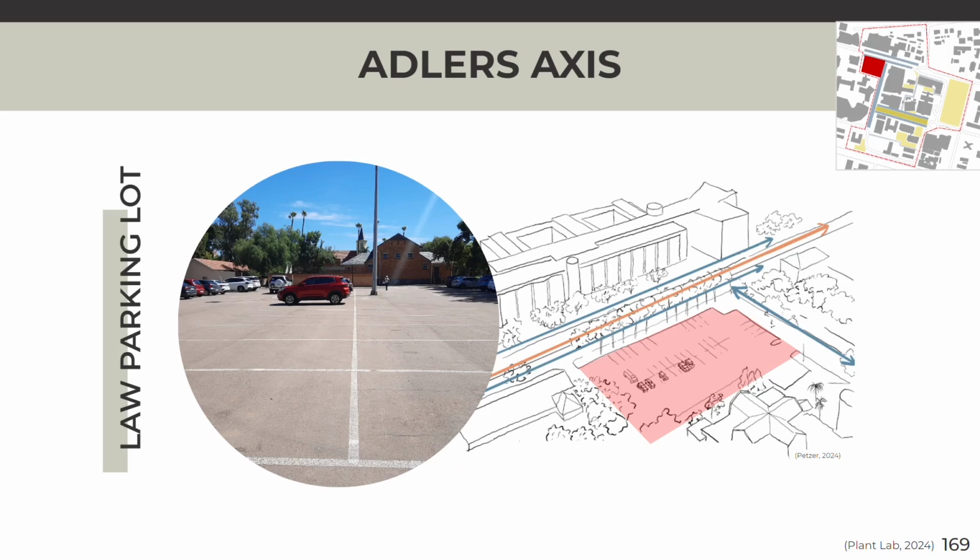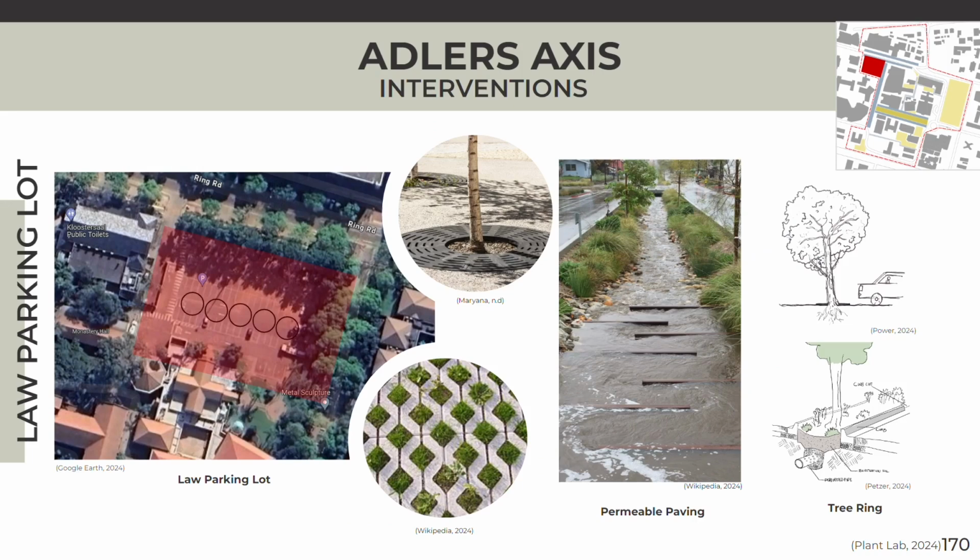This is the next space that we proposed interventions, and it is the parking lot that is situated across from the Law building. It currently does not display any green infrastructure or vegetation, which we propose to change. Here are some examples illustrating what we propose as interventions for the parking lot. The first being permeable paving, which will prevent water runoff and also introduces constructed green infrastructure into the space.